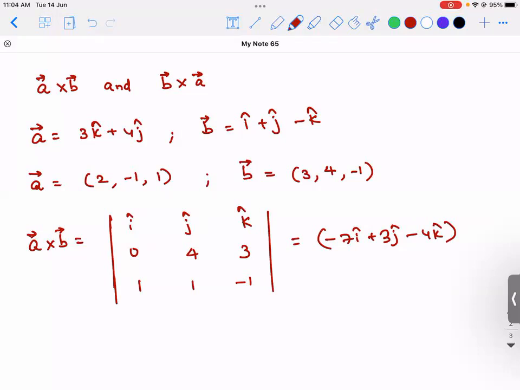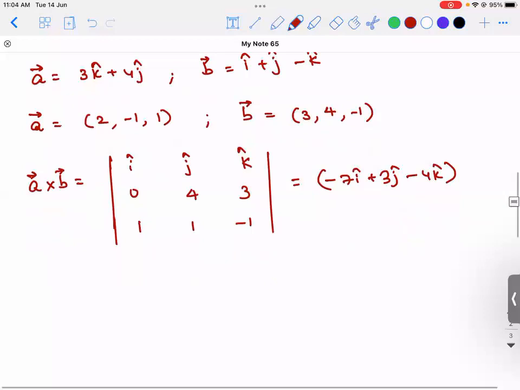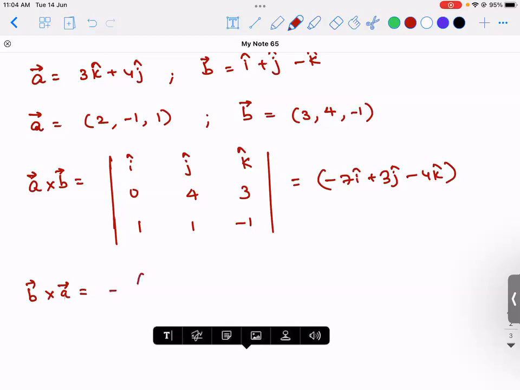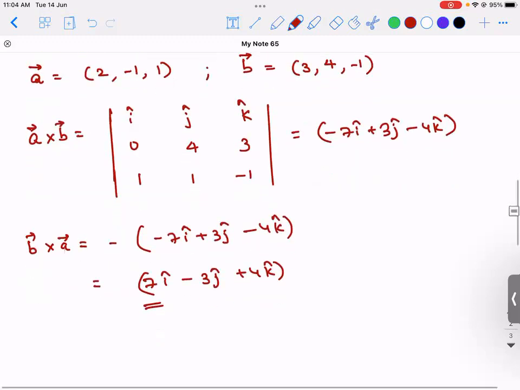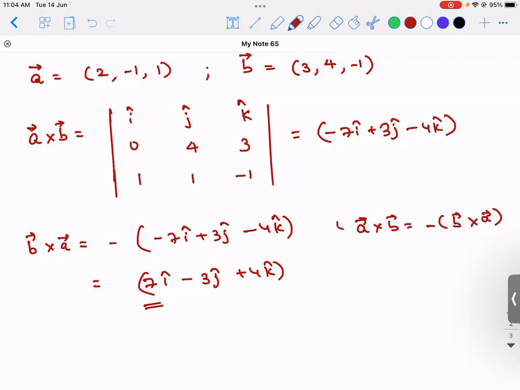Is it right? Now, if you try to calculate B vector cross A vector, what do you think you are going to get? Minus of minus 7i cap plus 3j cap minus 4k cap. That will give you 7i cap minus 3j cap plus 4k cap. This is how it works: A vector cross B vector is equal to negative of B vector cross A vector.